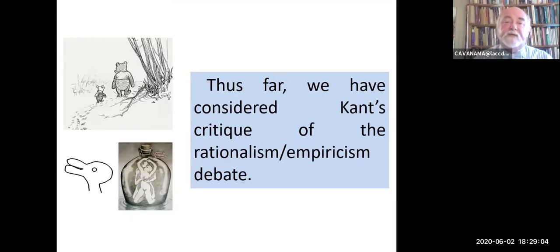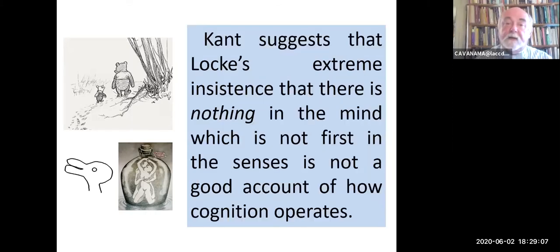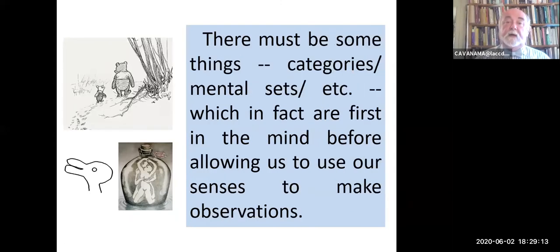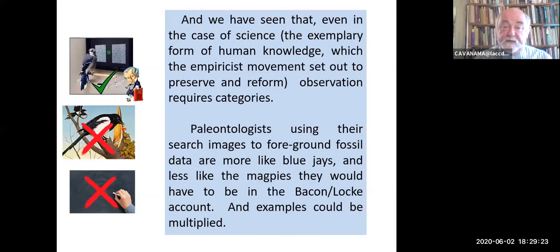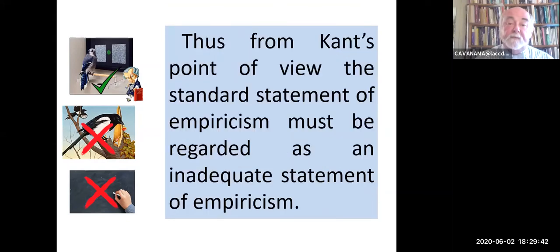So thus far, we have considered Kant's critique of the rationalism and empiricism debate. Kant suggests that Locke's extreme insistence, nothing in the mind is not first of the senses, isn't going to work for us. There must be some things, categories as he calls them, which are in fact first in the mind before allowing us to use our senses to make observations. And we've seen that even in the case of science, the exemplary form of human knowledge, which is what the empiricist movement set out to preserve and reform, even in science, observation requires categories. Paleontologists using their search image to foreground fossil data are more like blue jays, less like magpies than the Bacon-Locke tradition would have us believe. So from Kant's point of view, the standard statement of empiricism, empiricism 101, has to be regarded as an inadequate statement of empiricism.